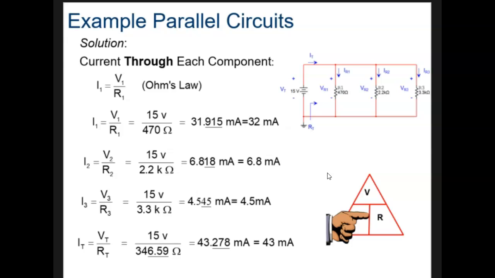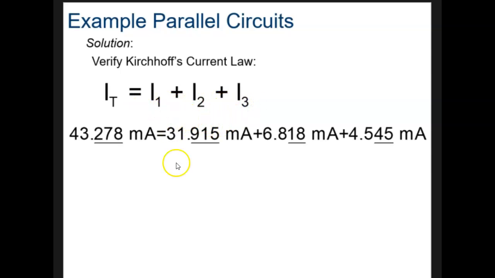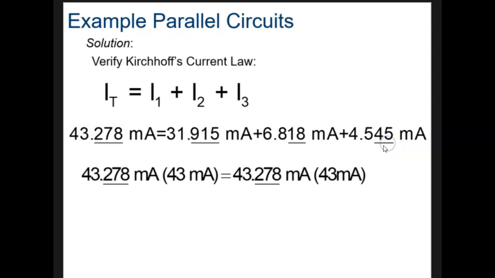Our total current would then be calculated using our total resistance, which we got in our last slide. 15 divided by 346 is equal to 43 milliamps. So the total current is 43 milliamps. If we were to add up all the currents across each component, the total of 43 milliamps is equal to 31 milliamps plus 6.8 plus 4.5. We should get the same number, 43 milliamps.